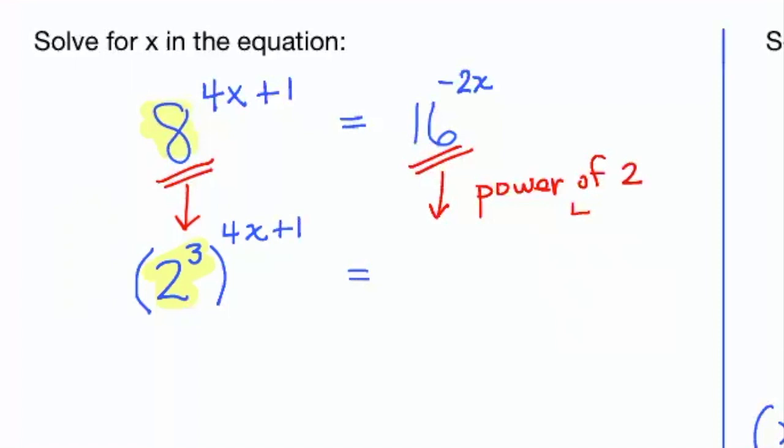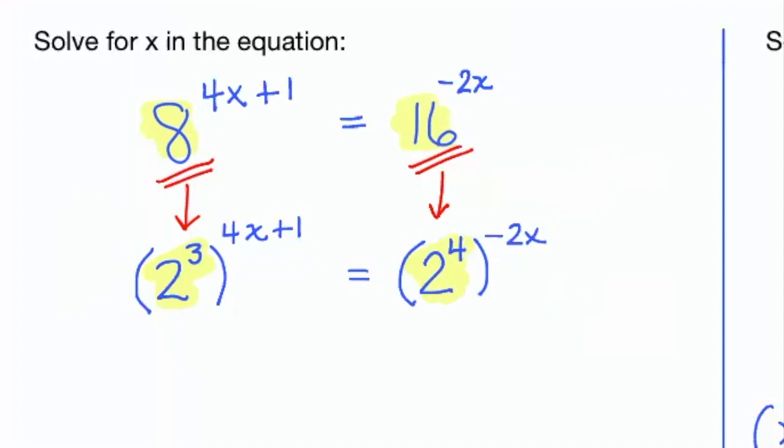I'm going to do the same thing on the other side. 16 is a power of 2. It's 2 to the fourth. So I replace 16 with 2 to the fourth, and I bring along the original exponent. And so now this is what our equation looks like.